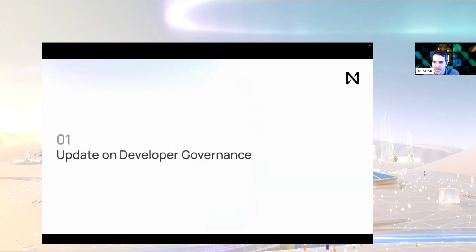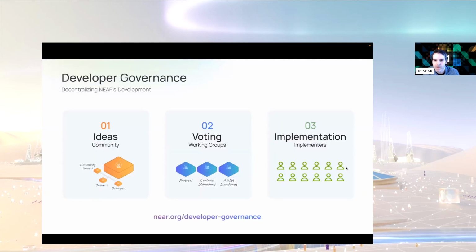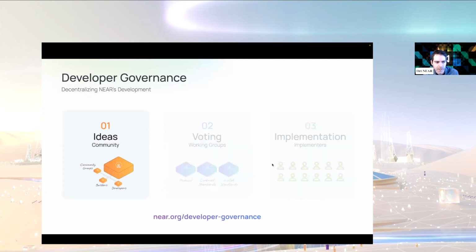So just to go into developer governance update, for those of you who may not be familiar, we've been engaging with the community over this concept for the last few months. And really, this is about decentralizing NEAR's development and empowering anyone in the community to contribute to evolving the ecosystem. And we've been bucketing developer governance into three areas, or stages, I should say: ideas, voting, and implementation. And just to go into the ideas, basically, anyone can submit an idea for improving the protocol or standards, and it starts with the community, from individuals to groups.